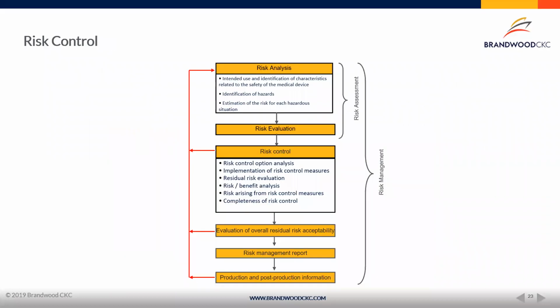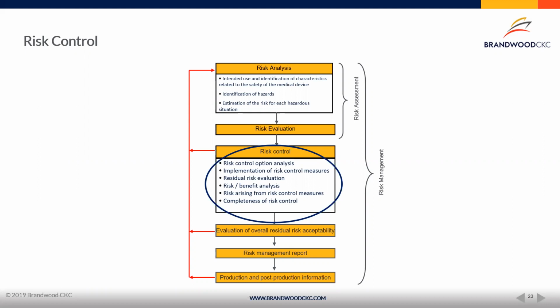Risk control. So this one has multiple points within it, but we'll get into that a little bit here. So you need to do an option analysis. You need to understand where risk controls are options. There are maybe things that aren't controllable. So where that is available, you need to identify those. You need to be able to implement any control measures. So just because you've identified a control, if you can't do it, then it's not really a control, is it?